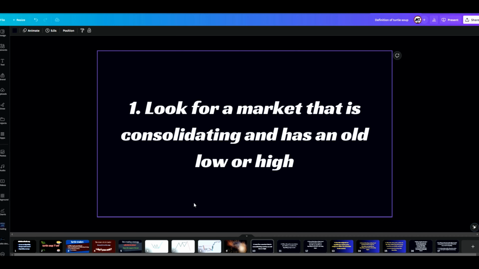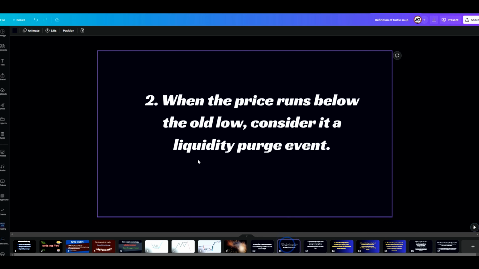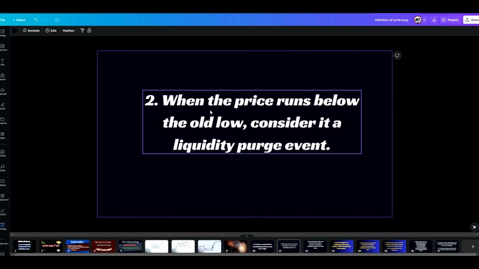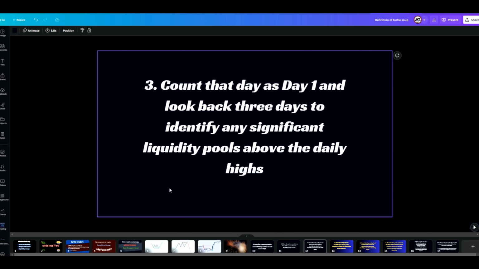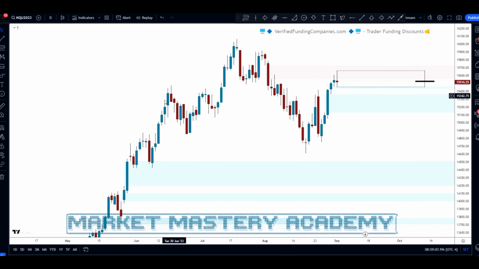Look for a market that is consolidating and has an old lower high. That's step one. Step two, when the price runs below the old low, consider it a liquidity purge event. Number three, count that day as day one and look back 3 days to identify any significant liquidity pools above the daily highs. So what does that mean?